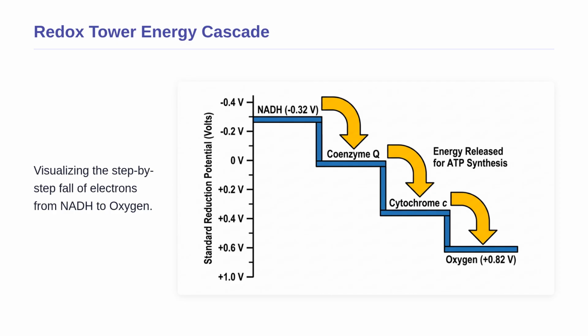At the very top, we see NADH holding the high-energy electrons. As the yellow arrows show, the electrons fall down the steps, first to coenzyme Q, then to cytochrome C, and finally landing at oxygen at the bottom. Each downward step represents a positive change in voltage and a release of free energy. This diagram beautifully captures how the cell breaks a dangerously large energy drop into safe, manageable steps to synthesize ATP.